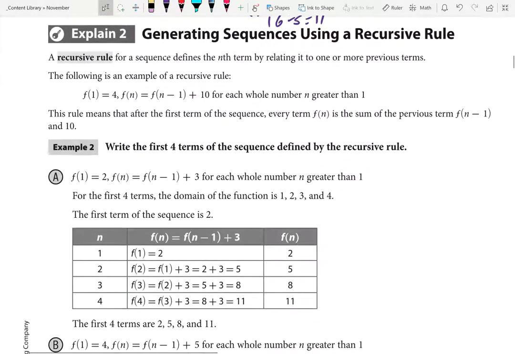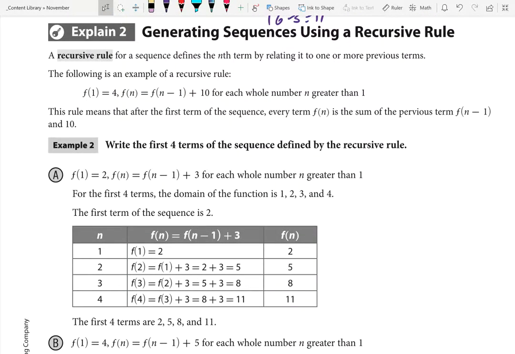All right, so now let's move on to part 2 of this, the recursive rule. A recursive rule for a sequence defines the nth term by relating it to one or more of the previous terms. Now, here's the difference between this and the explicit rule. With the explicit rule that we just covered, we did not have to find all the previous terms in order to find a specific one in the sequence. So for example, if I want to find the 15th term, I did not need to find the first 14 in order to get the 15th, because I could just plug 15 in.